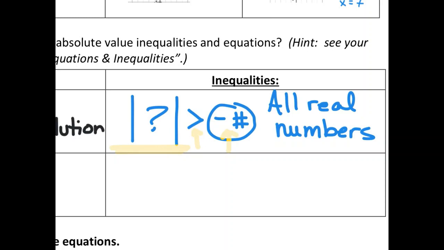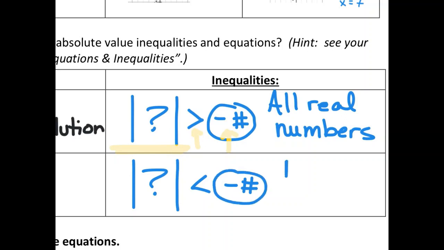Now, the other way around, if you have an absolute value of anything that's less than a negative number, then your answer is going to be no solution. And again, that is because an absolute value is always positive, and a positive number is always greater than a negative number, and it can never be less than a negative number. A positive number is always greater than a negative number.